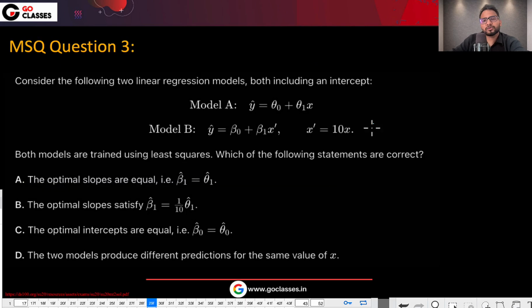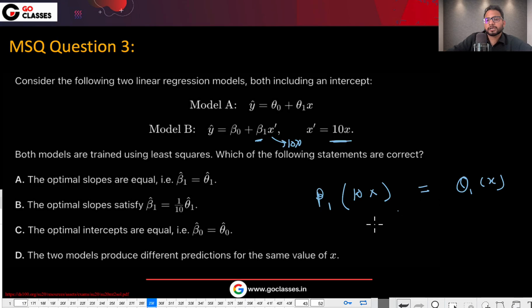This is an easy question only. Here they are saying that in this model you are modifying the features to be 10x. Since it is a linear feature only, the answer will not be changing. So to adjust the answer, this beta 1 must be the same as theta 1 x. I mean to say that this beta 1 will basically be 1 by 10, right?